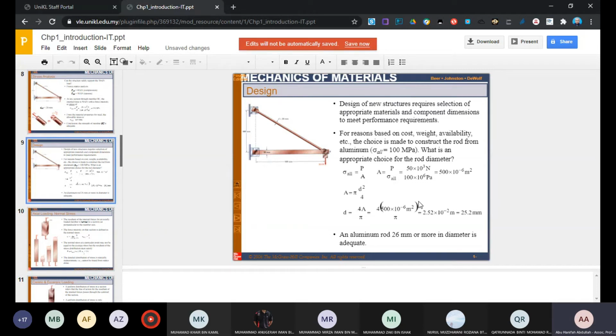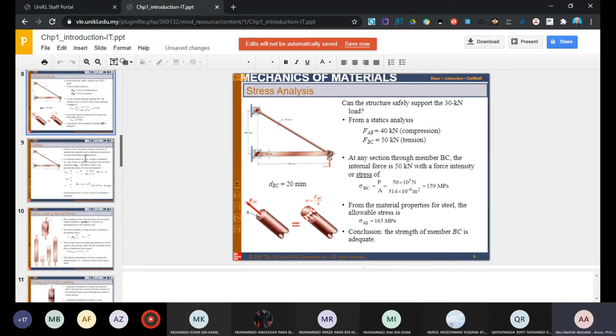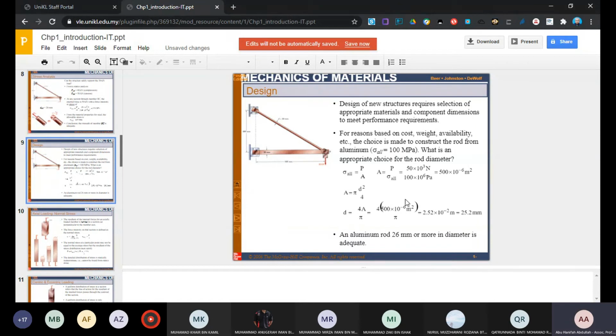So now for this situation, the cross-sectional area is increased to 410 times 10 to the minus 6 from 314 times 10 to the minus 6. So now we need this material to sustain the load. Now as you work back, what is the diameter? The diameter for that will be 225.2 mm. So that is the diameter for the rod. So the aluminium rod requires 26 millimeter more for you to carry the load.